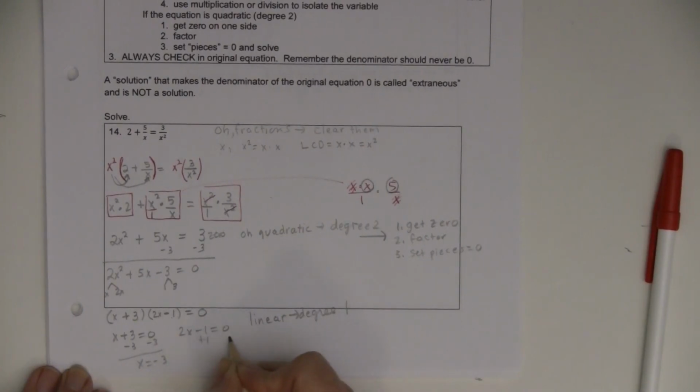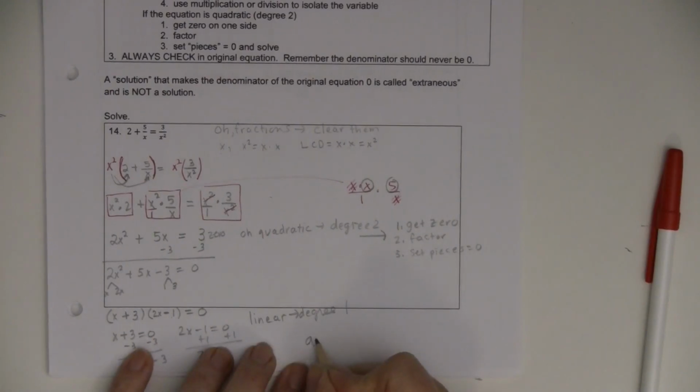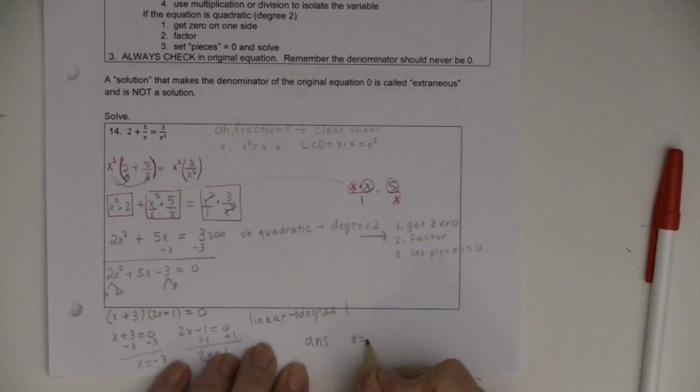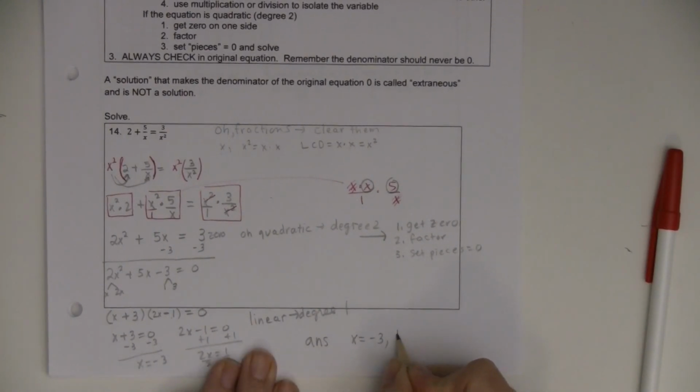And I'm going to add 1. So this is 2 steps. 2x equals 1, and divide by 2. x equals half. And so my answers are x equals negative 3 and half.